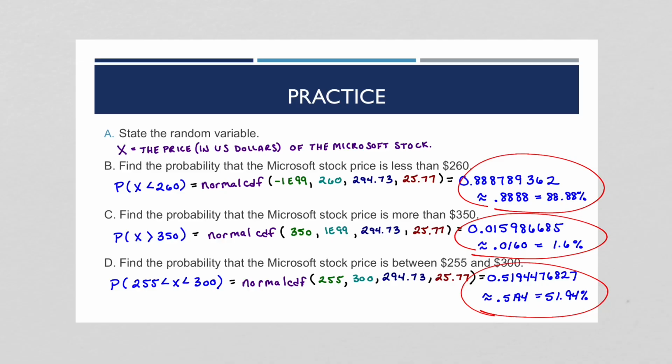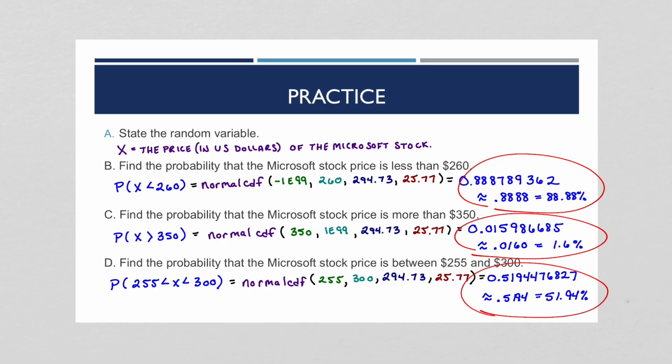Okay, so we have our solutions here. Our random variable would be the price in US dollars, so we should mention the specific currency of the Microsoft stock. And then again, for B, C, and D, feel free to pause the video if you would like, but I've included the probability notation in blue for you, along with the normal CDF entry that you should have used in your calculator. So your lower bound is noted in the green, then you've got that lighter teal aqua color for your upper bound.